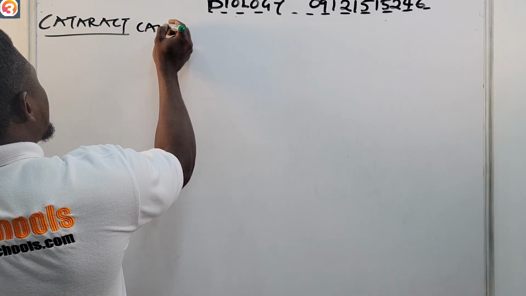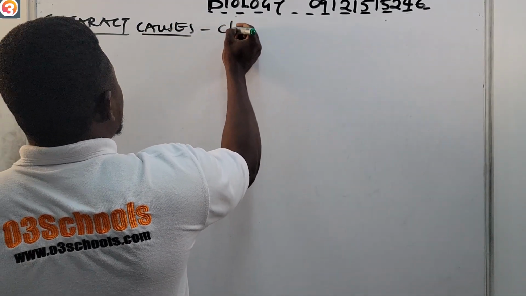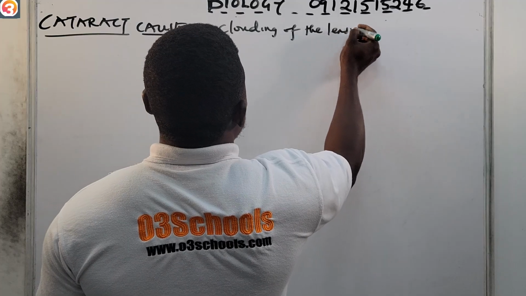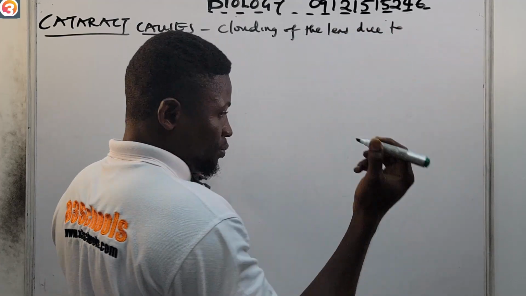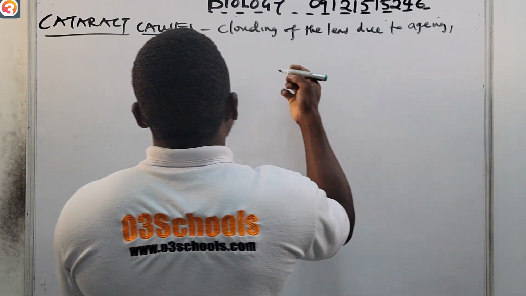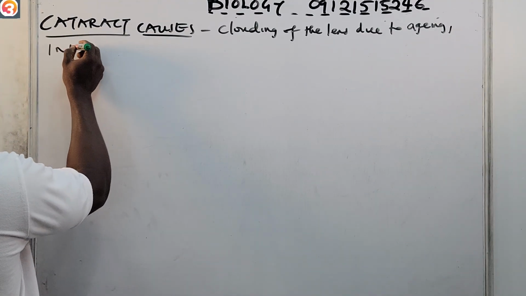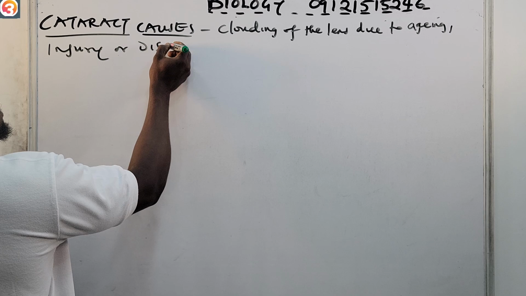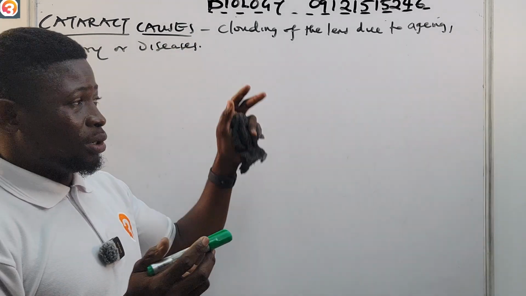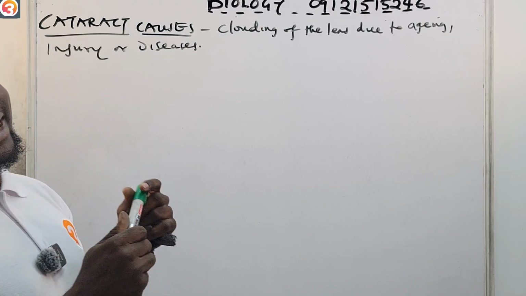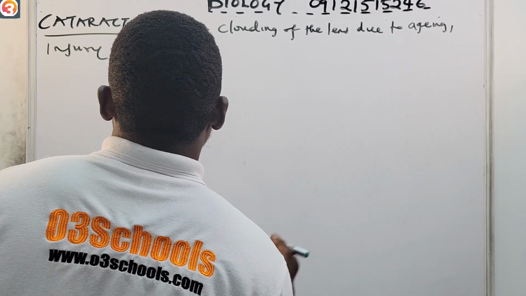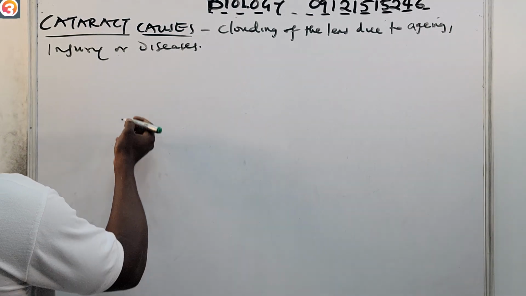So what causes it? Clouding of the lens, due to what? Aging. We are getting old. Or injury, or disease. So clouding of the lens is due to either aging, injury, or disease.